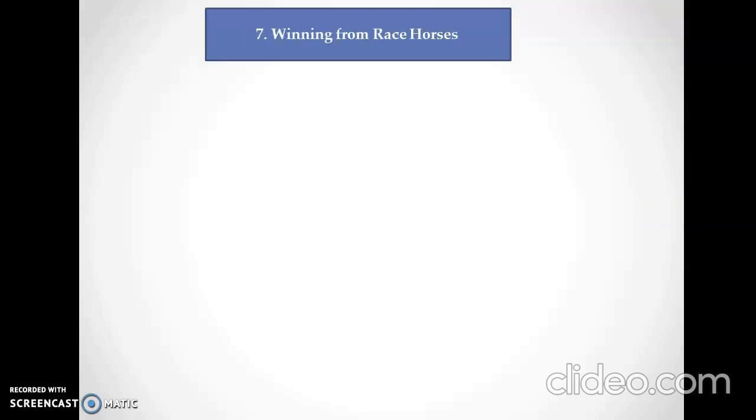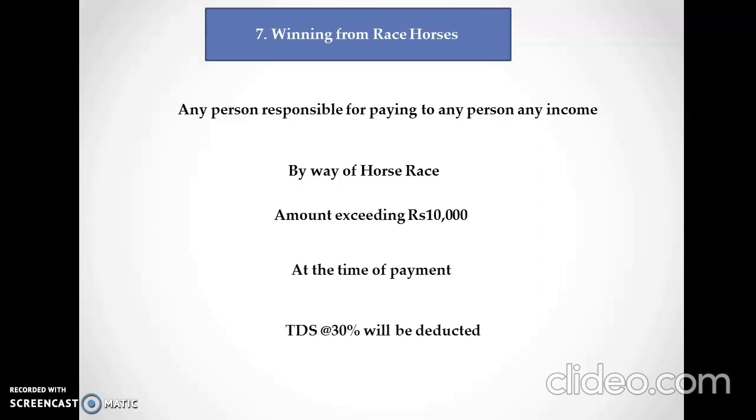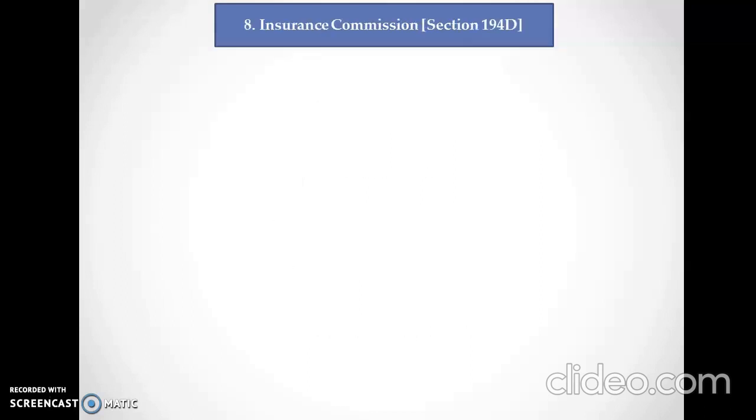Another is winning from horse races. Any person who is responsible to pay to the person who has income by way of horse races, and if that income exceeds rupees 10,000, then at the time of making the payment, TDS at the rate of 30% shall be deducted.